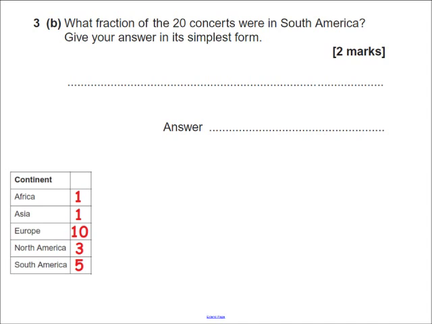Question 3b asks us, what fraction of the concerts were in South America for 2 marks? And we have to give our answer in its simplest form. So South America was a count of 5. So that's 5 out of the total of 20. So now, back to our basics, we need to simplify 5 over 20. Well, 5 goes into 5 once, and it goes into 20 4 times. So, in its simplest form, the fraction of concerts was 1/4.